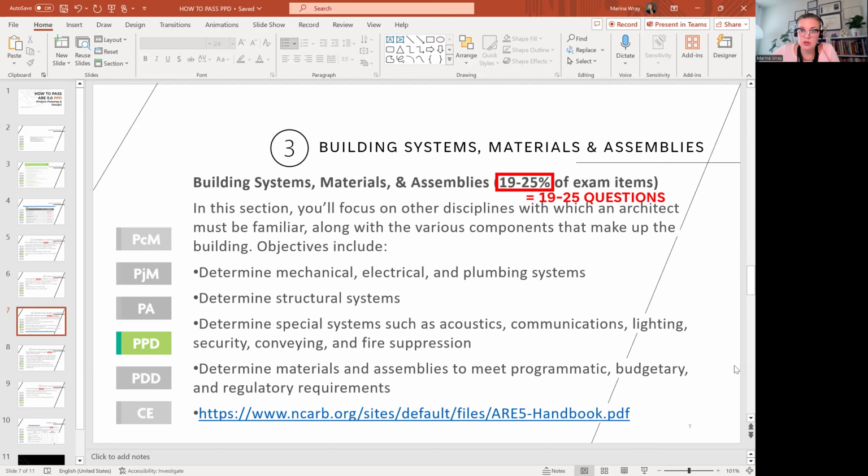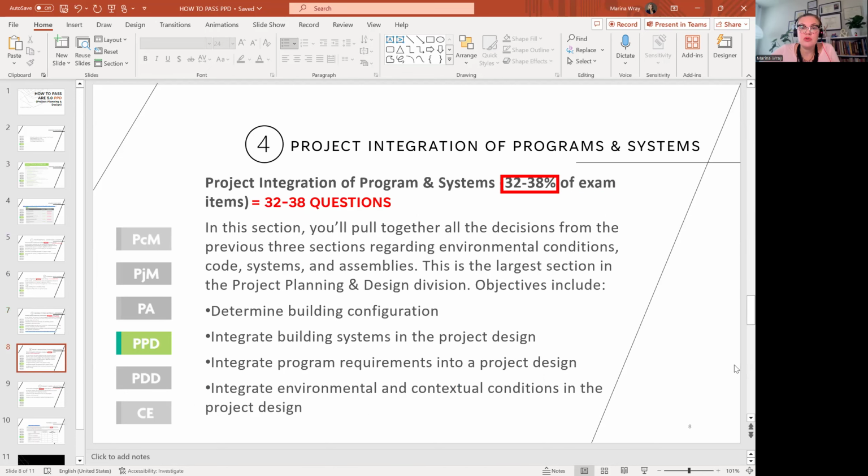So yes, that was our section 3. Let's move to the next one. That is section number 4, and that is the largest section in the PPD. So it's between 32 and 38%, or between 32 and 38 questions. That's more than a third of the exam, just the project integration of programs and systems.